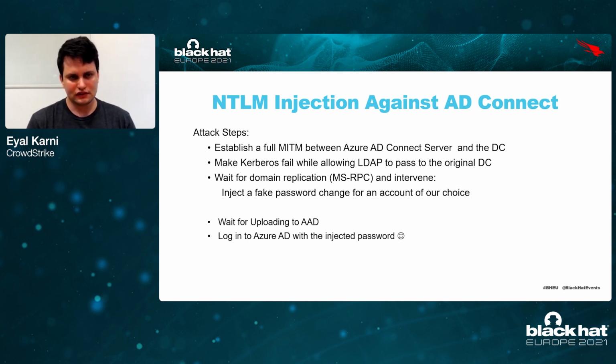Now, the way to retrieve the passwords is by using the domain replication protocol, the RSU API, and by answering with a new malicious change to the directory, we can introduce a fake password into the database. So let's now see the demo.